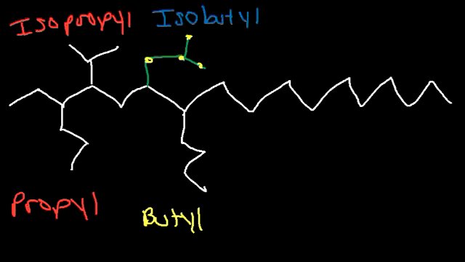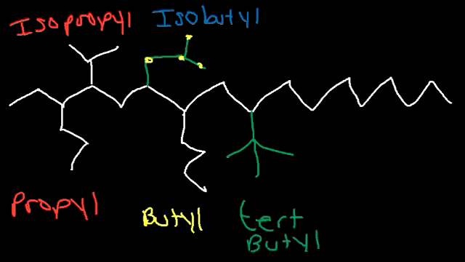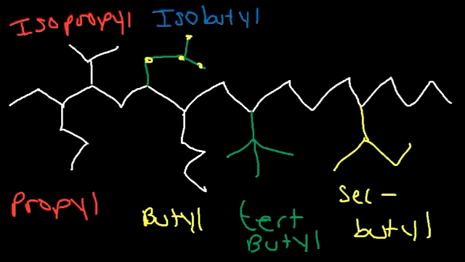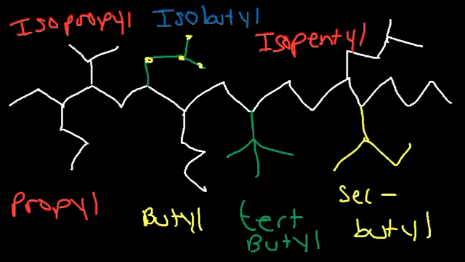Now another one that you need to be familiar with is this one, which is called tert butyl. And then this is sec butyl. And if you were to see this, that's isopentyl. So those are some substituents that you may need to know in organic chemistry. Now there's some other substituents that you should know as well.